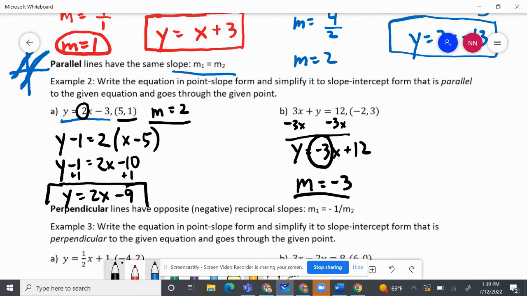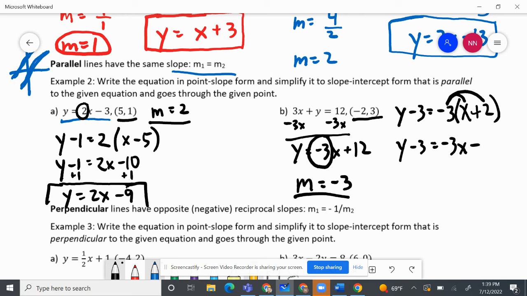I'm going to use my slope and my point, and I'm going to write my equation. y minus 3 equals -3 times x plus 2. I'm going to distribute the -3 to each of the terms. So I have y minus 3 equals -3x minus 6. And then I'm going to add the 3. And I get y equals -3x minus 3. And that right there is my answer.